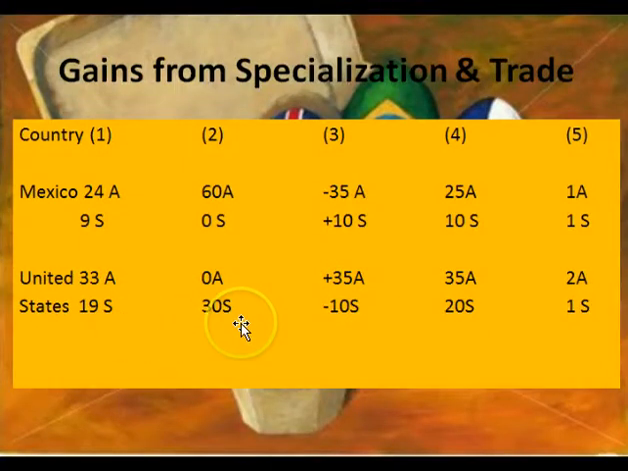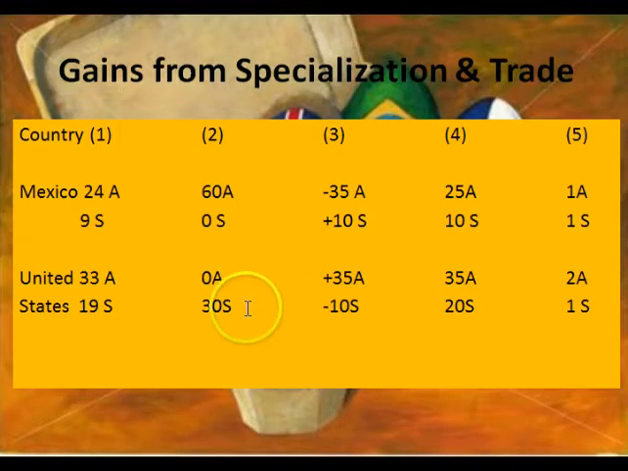If you look over here, column 2 represents the different products that each country is going to produce if they decide to trade. So Mexico will produce 60 tons of avocados, and the United States will produce 30 tons of soybeans. The U.S. will not produce avocados, and Mexico will not produce soybeans. So if we're going to trade, we have a 1 to 3.5 ratio.